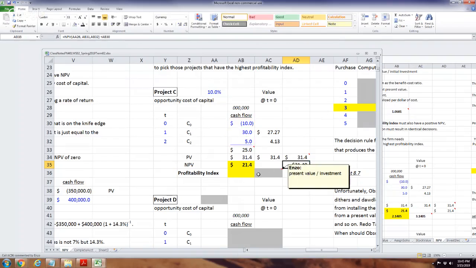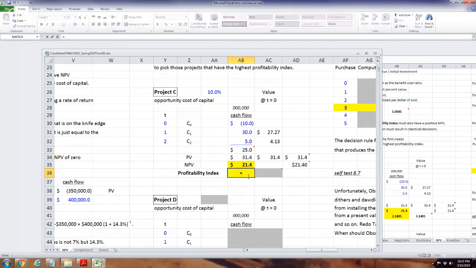Now we're going to hit these indices. So you're going to take equals NPV divided by the investment, which is negative 10 million, right? 2.14, and then this is present value divided by negative 10 million, 3.1. So it's different by 1, if you notice that.